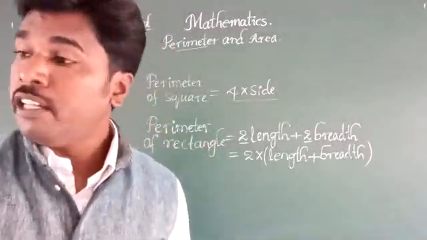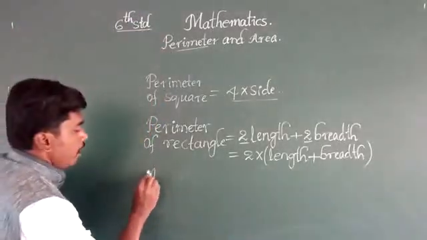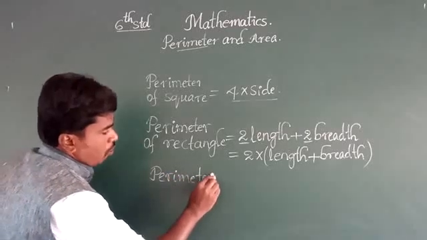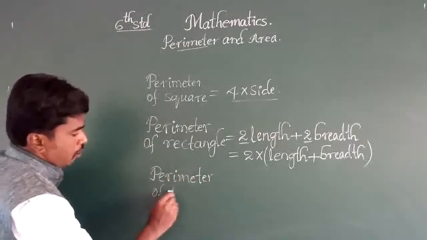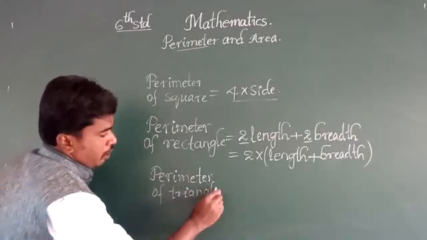Next you come to another very simple closed figure. It is the perimeter of a triangle. What is a triangle, dear children?